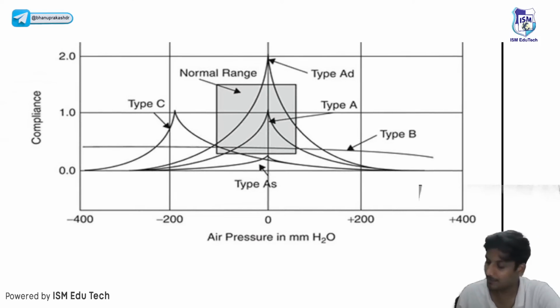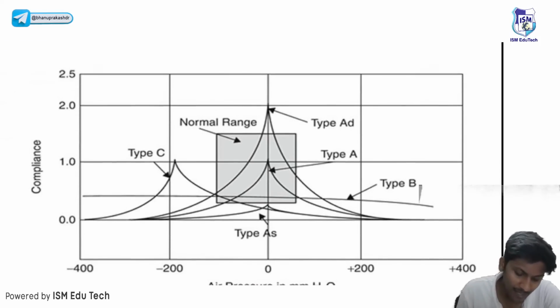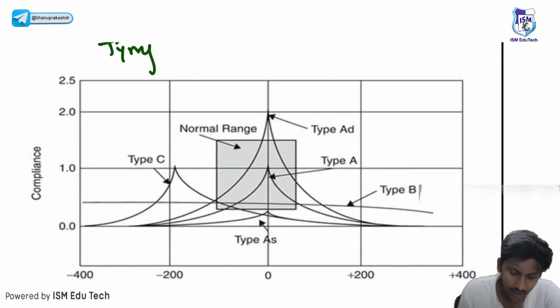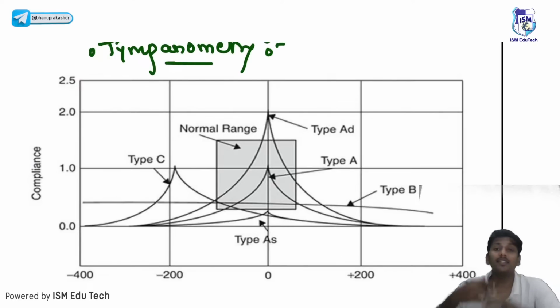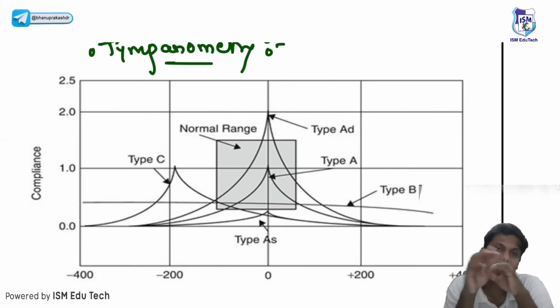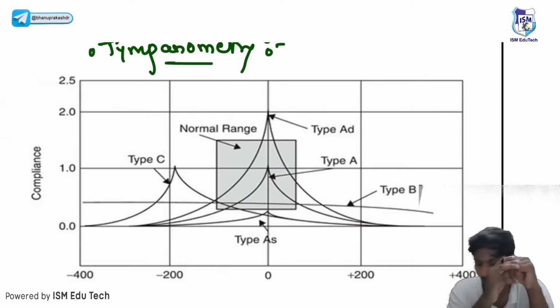Next is this one. What is this? This is tympanometry. If I talk about tympanometry, what do we check on tympanometry? On tympanometry, we actually check for the freedom of movement of the tympanic membrane and the ear ossicles. Are the ear ossicles or the tympanic membrane able to move freely or not? Okay, that is usually checked with the help of tympanometry.